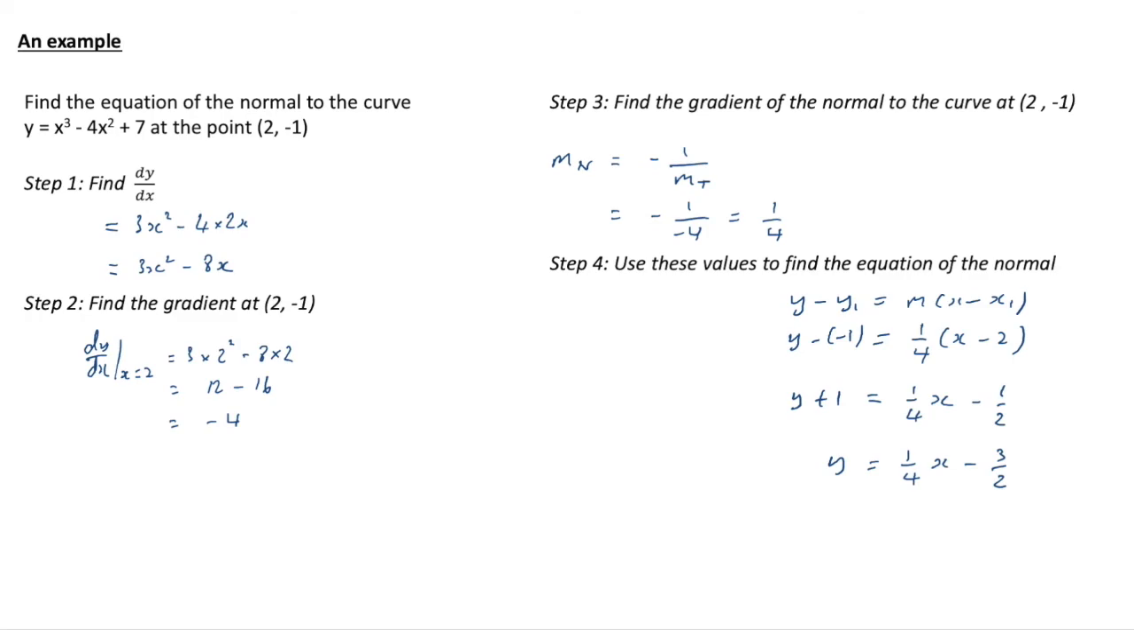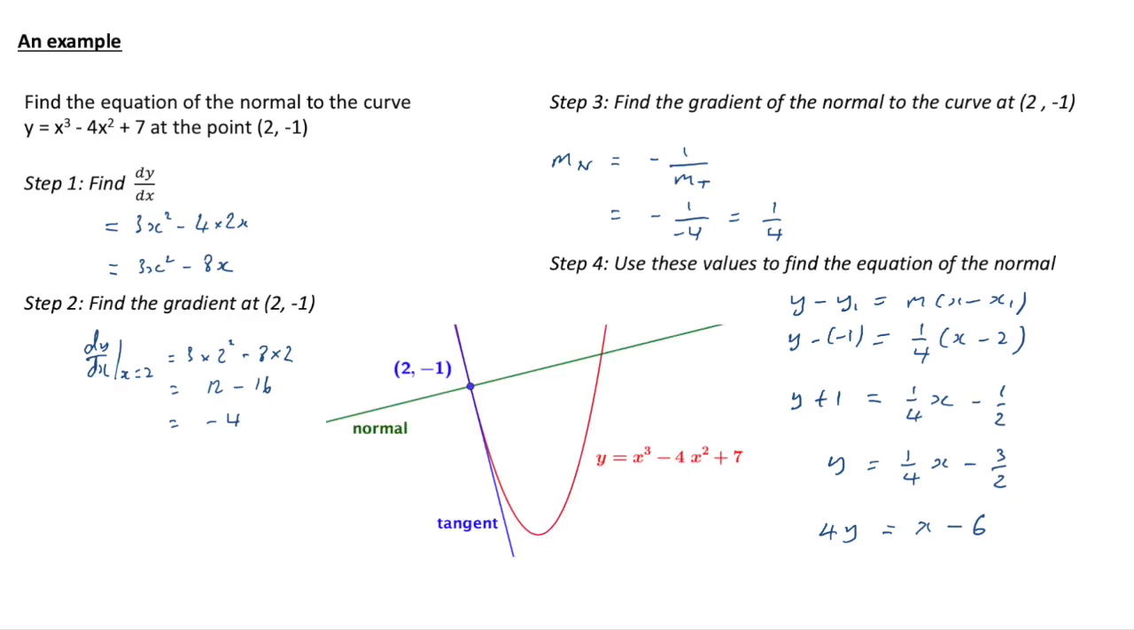And that means y take away -1, so that gives us y plus 1. When we open the bracket up, we get 1/4 times x, and we get 1/4 times -2, which is -1/2. And then we can subtract 1 from both sides, and we end up with y equals 1/4 x minus 3/2. And we might choose to write that as 4y equals x minus 6. It's a tidier way of writing it. But either way, there's a picture of it. We have our y equals x cubed minus 4x squared plus 7 from before, and our fairly steep tangent going up, and then you can see the normal line coming across at right angles to it.